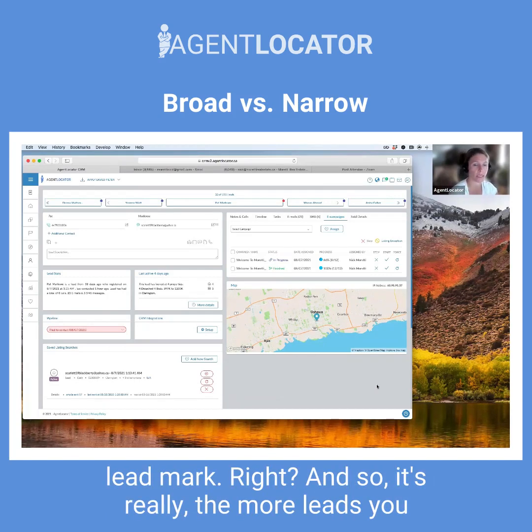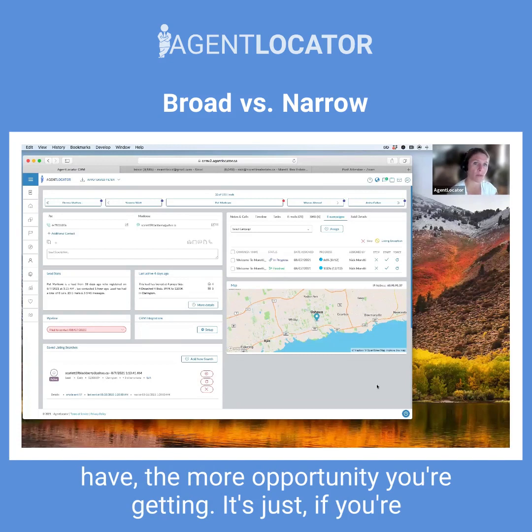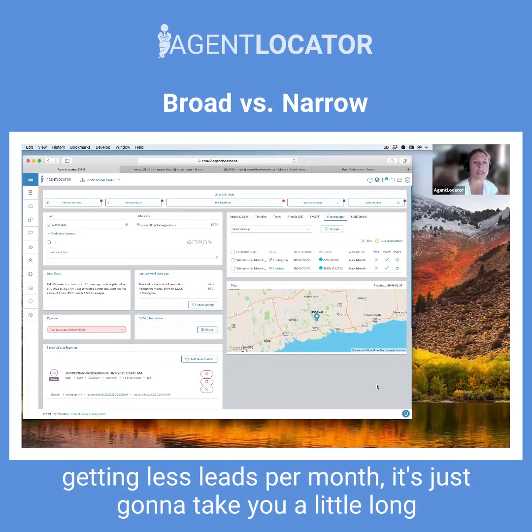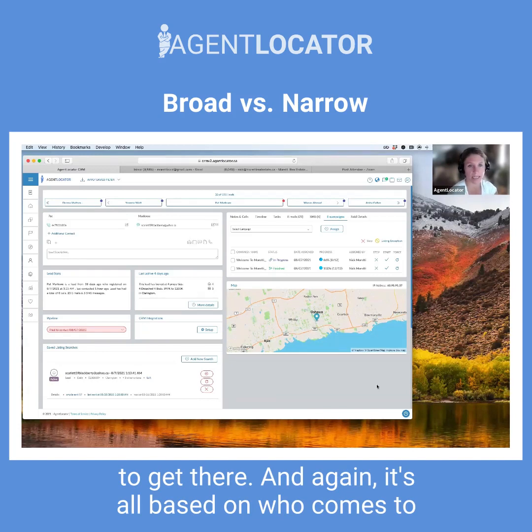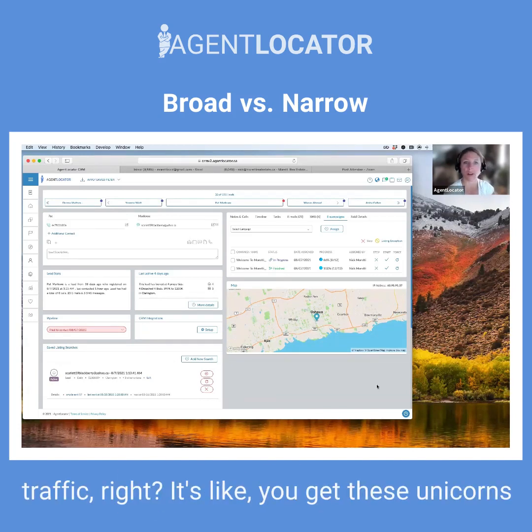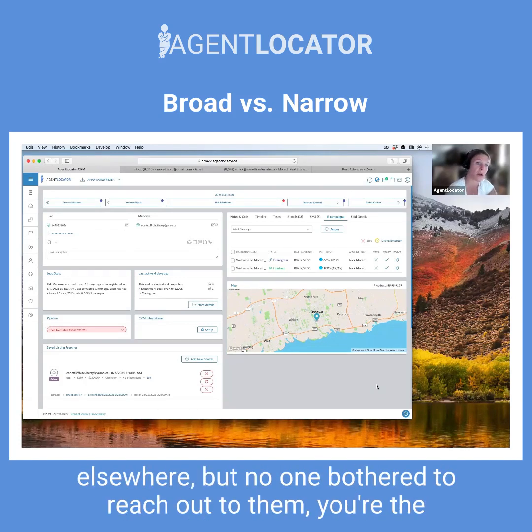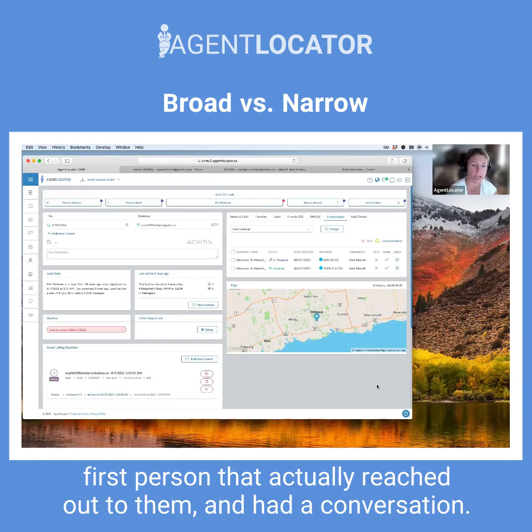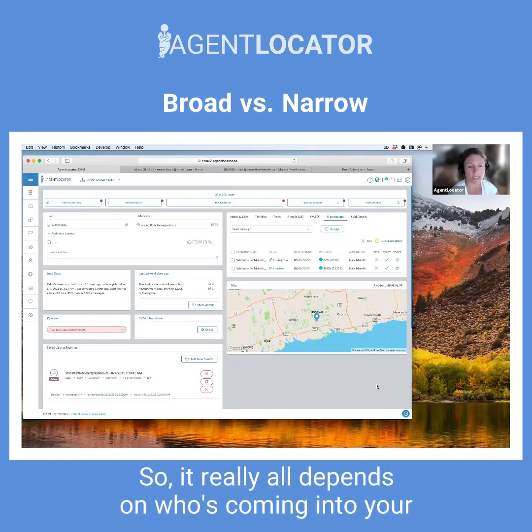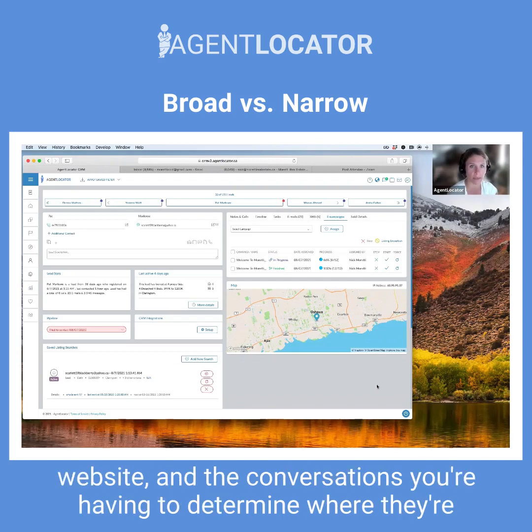The more leads you have, the more opportunity you're getting. If you're getting fewer leads a month, it's just going to take you a little longer to get there. And again, it's all based on who comes to traffic. It's hit or miss. You get unicorns that register and they're ready to go. They may have registered elsewhere, but no one's bothered to reach out to them. You're the first person that actually reached out and had a conversation. So it all depends on who's coming into your website and the conversations you're having to determine where they're at in the process.